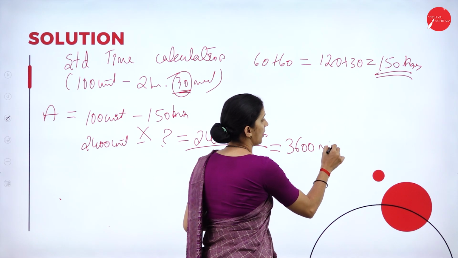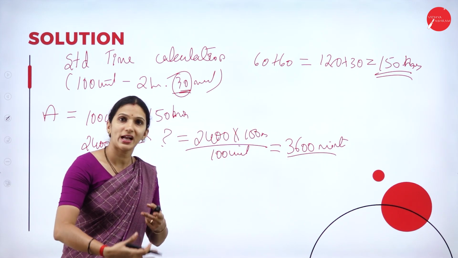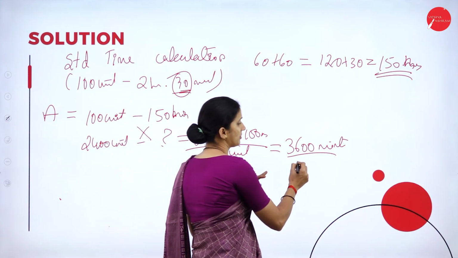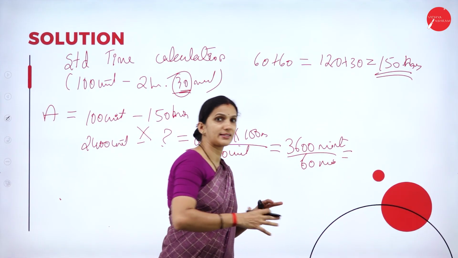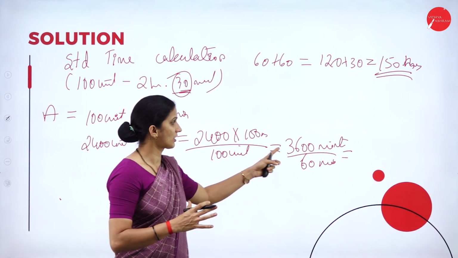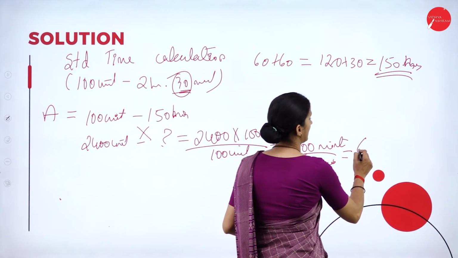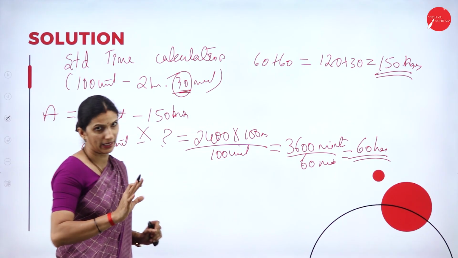3600 minutes. Okay, total minutes required is 3600, so that you can easily convert it into hours. So 3600 minutes divided by 60 minutes, you will get the hours. Okay, so 3600 minutes divided by 60 minutes is 60 hours. This is for worker A.